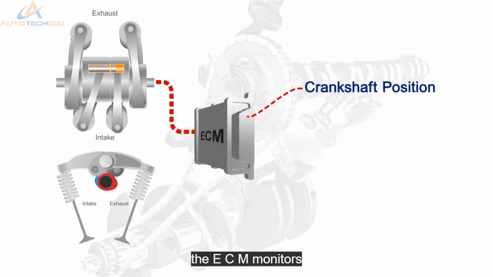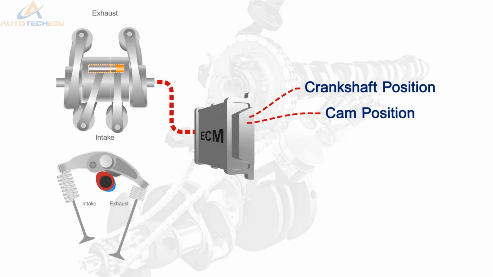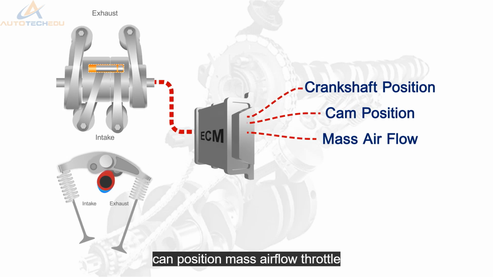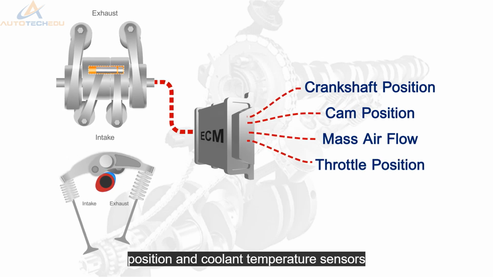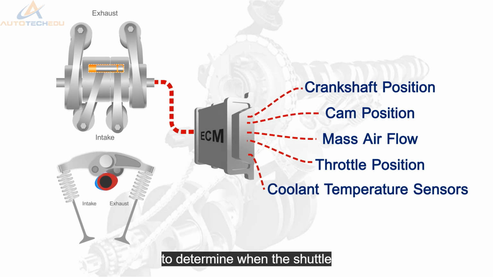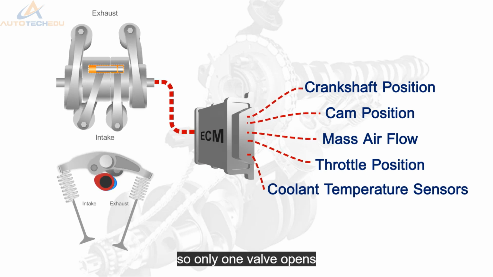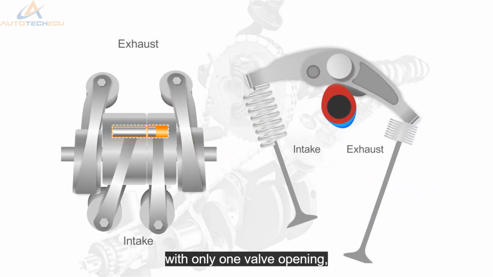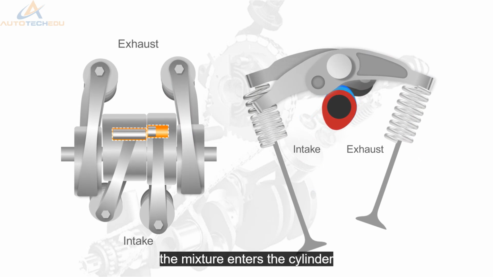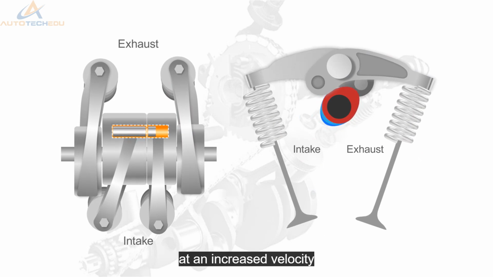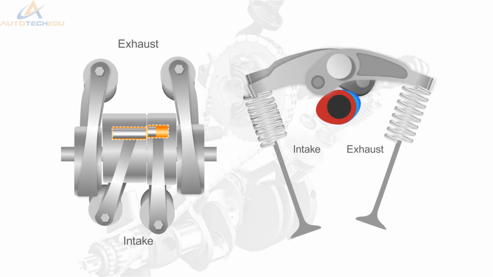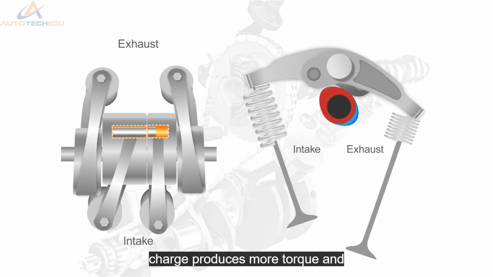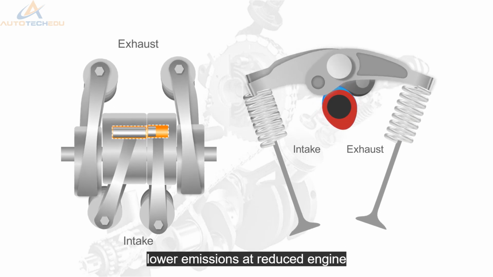The ECM monitors signals from the crankshaft position, cam position, mass airflow, throttle position, and coolant temperature sensors to determine when the shuttle pin should be unlocked, so only one valve opens. With only one valve opening, the mixture enters the cylinder at an increased velocity. This, combined with the more even distribution of the fuel charge, produces more torque and lower emissions at reduced engine RPMs.